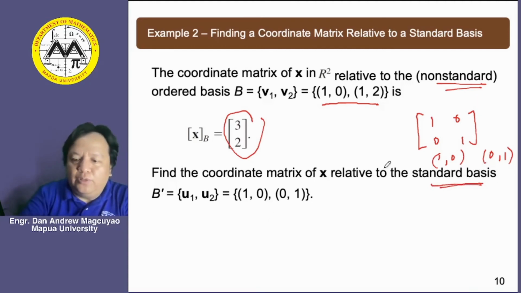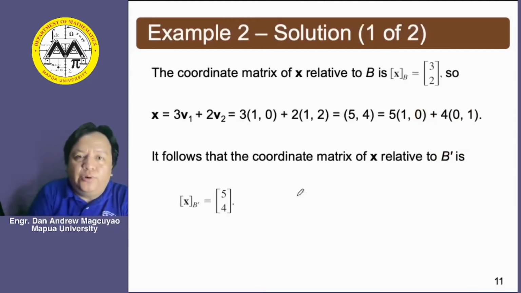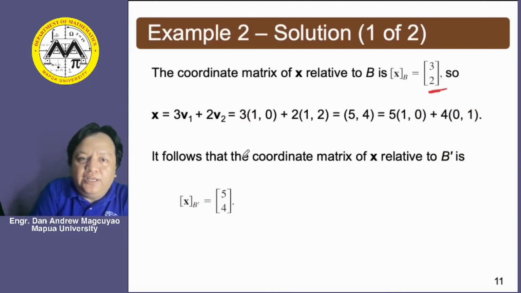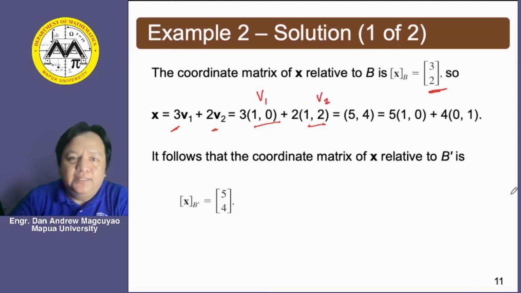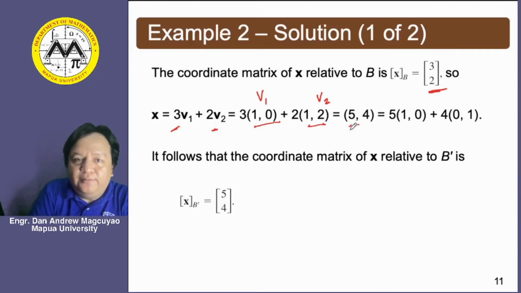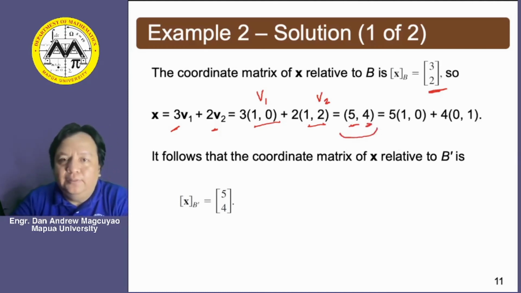So first, what we're going to do is write it as a linear combination with the coefficients 3, 2 for 1, 0 and 1, 2. This is your vector v1 and vector v2 on your non-standard basis. So 3 times 1 plus 2 times 1 is 5. 3 times 0 plus 2 times 2 is 4. So you have 5, 4.